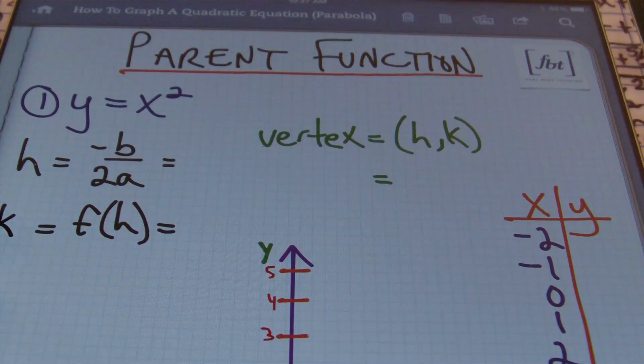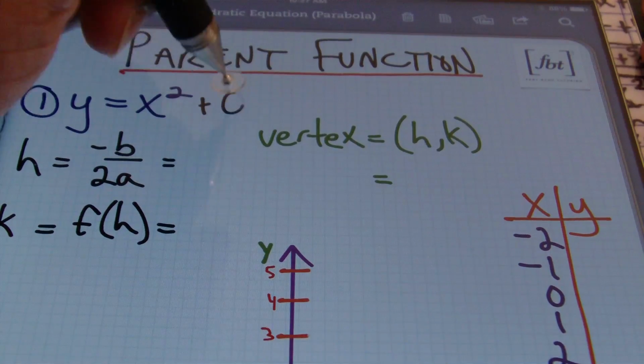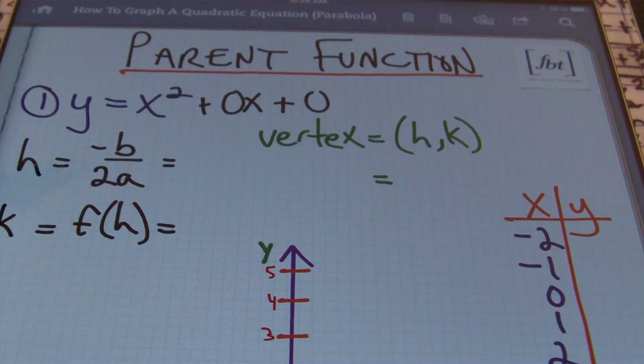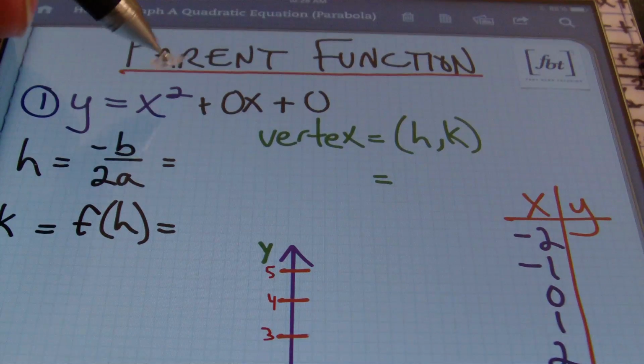And so if I want to go about the business of finding out what this vertex is going to be, all I have to do is recognize that here in this form, I have y equals x squared. I don't have an x term, and I don't have a constant here. So I could expand it to show that this is actually x squared plus 0x plus 0.